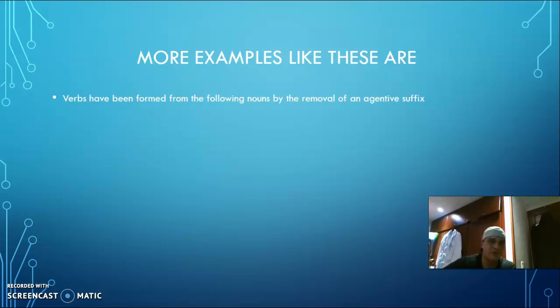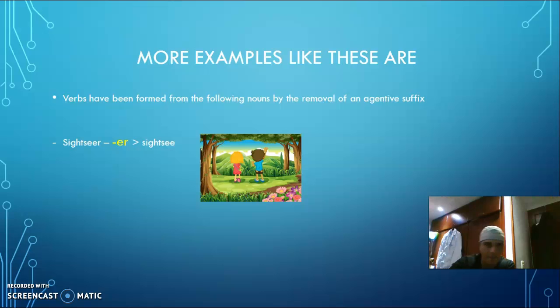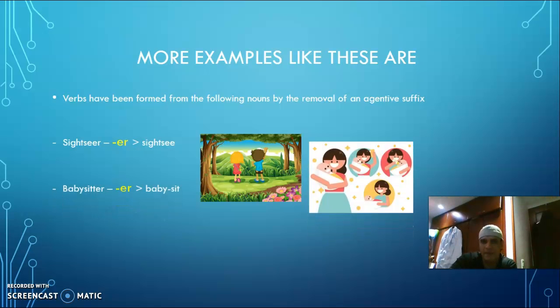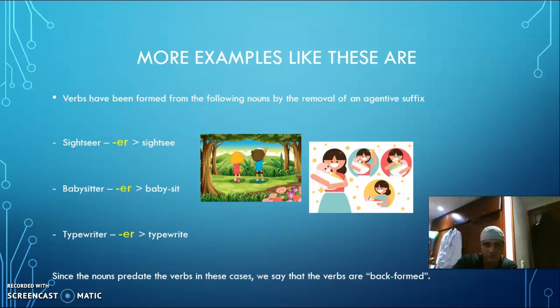Verbs have been formed from the following nouns by the removal of an agent suffix, as in examples like sightseer, sightsee, babysitter, babysit, typewriter, typewrite. And since the nouns predate the verbs in these cases, we say that the verbs are back-formed.